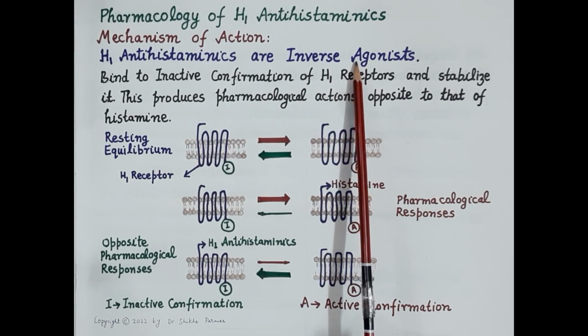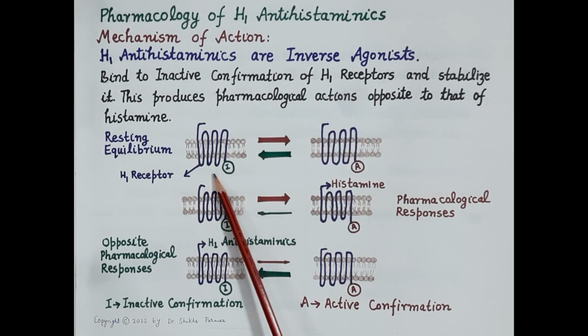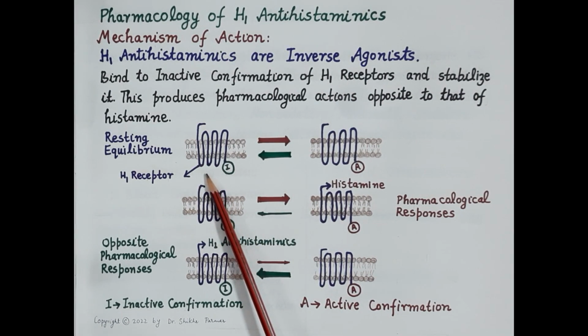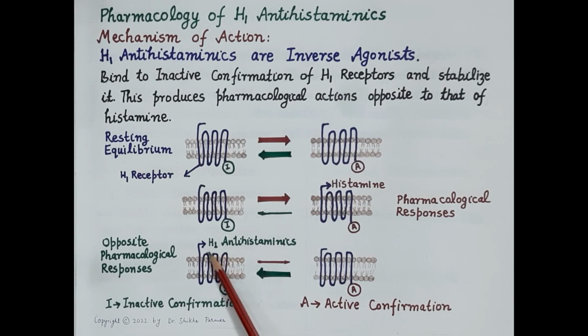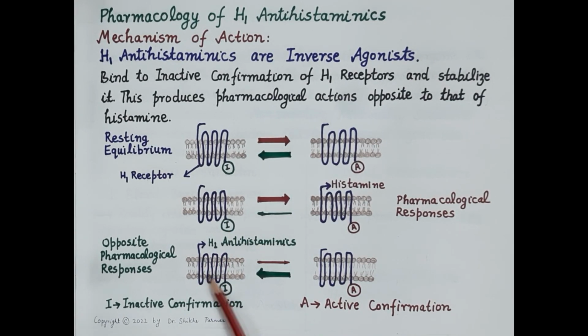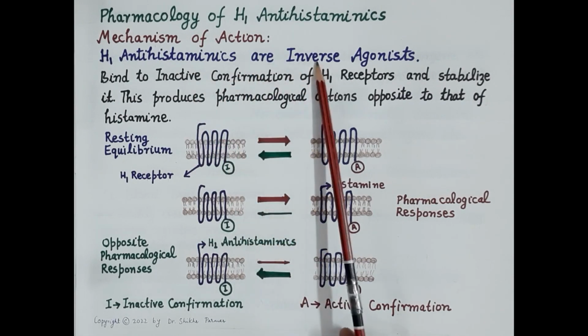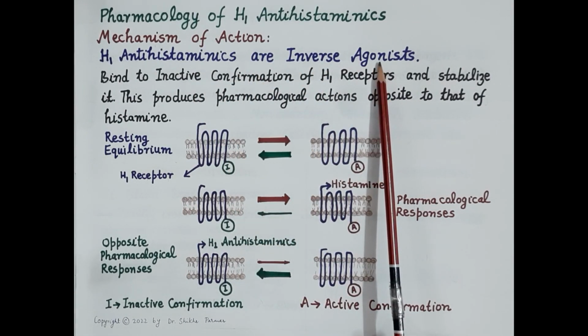Now as we all know, histamine binds to H1 receptors and produces pharmacological actions like, for example, vasodilation, increase in vascular permeability, bronchoconstriction, etc. Now H1 antihistaminics are the agents that bind to H1 receptors and produce pharmacological responses opposite to that of histamine. So H1 antihistaminics are inverse agonists.